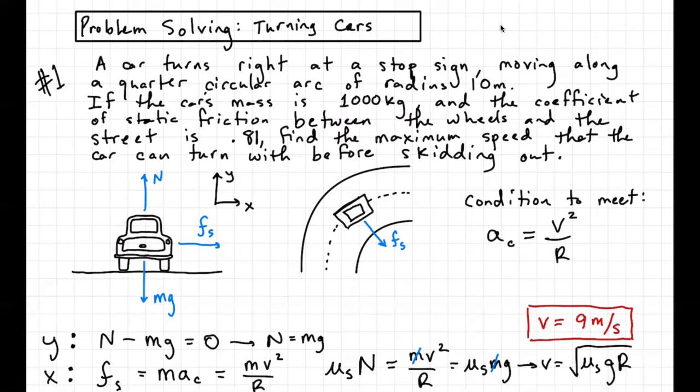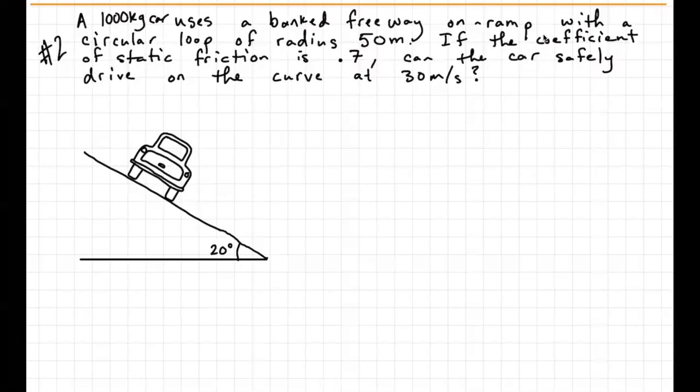Let me load up the second problem here. Okay, so here's the second problem. A similar problem, but different in an important way. So another 1,000 kilogram car. There's a banked freeway on-ramp. You can see that the on-ramp is banked at 20 degrees above horizontal, and there's a circular loop formed by this on-ramp with a radius of 50 meters.